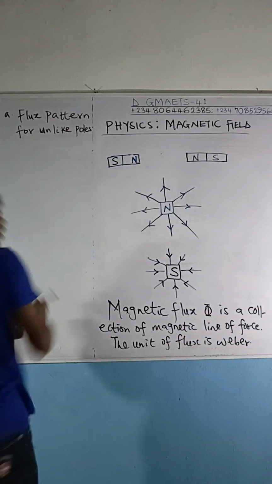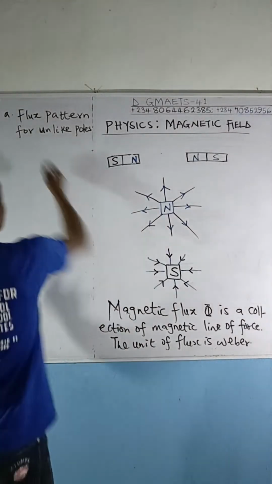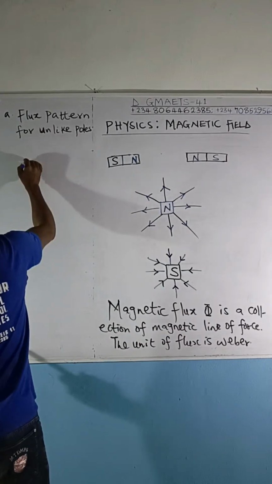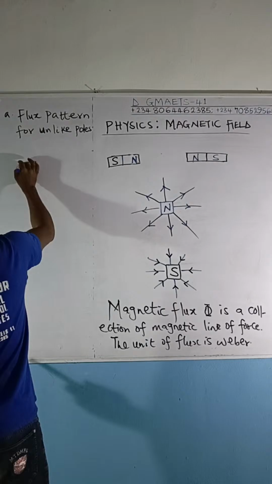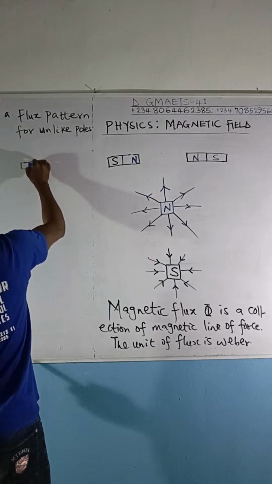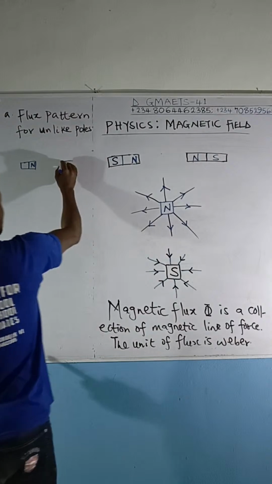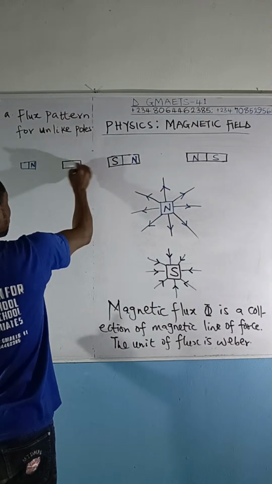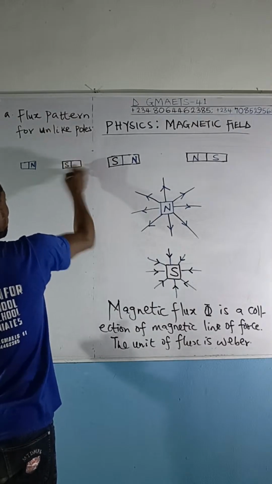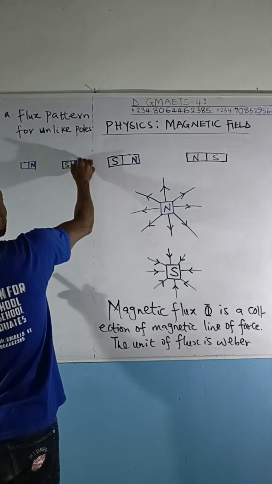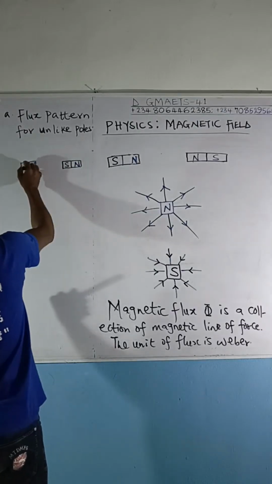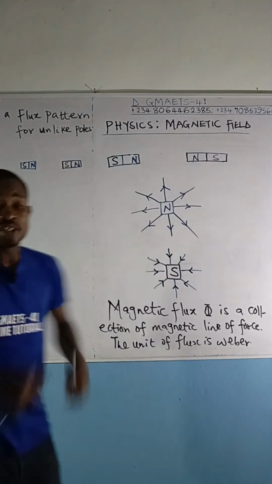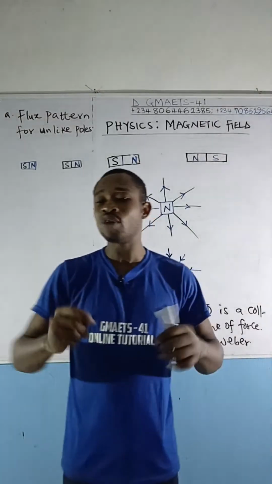Let me say this is the north pole. And then let me say this is south. South pole. Here will be north. Here will be south. Now, these two poles are facing each other. The two poles, north and south, are unlike.